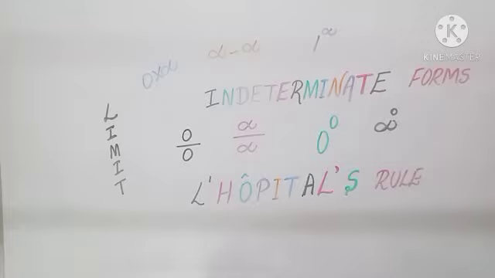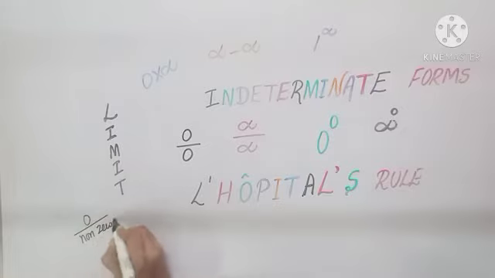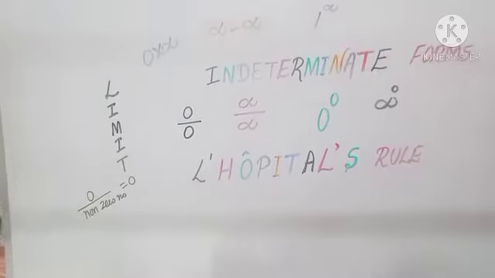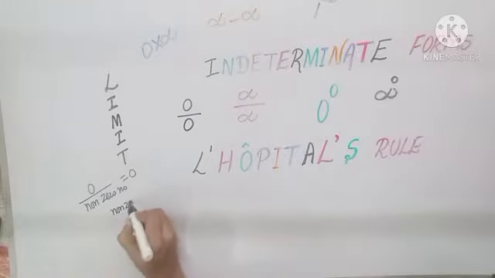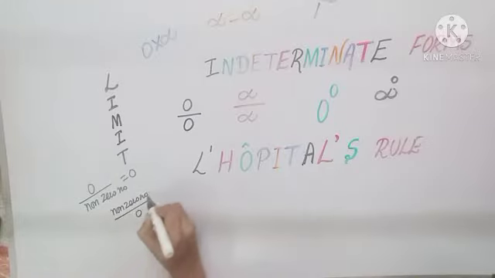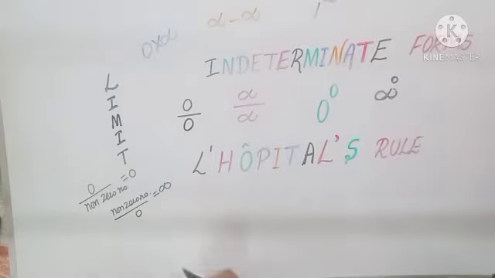While applying the limit, can you get 0 by a non-zero number? Yes. 0 by a non-zero number, my answer is 0. It is correct. You can also have a non-zero number by 0. Now my answer is infinity, a very large number, something that is not defined.